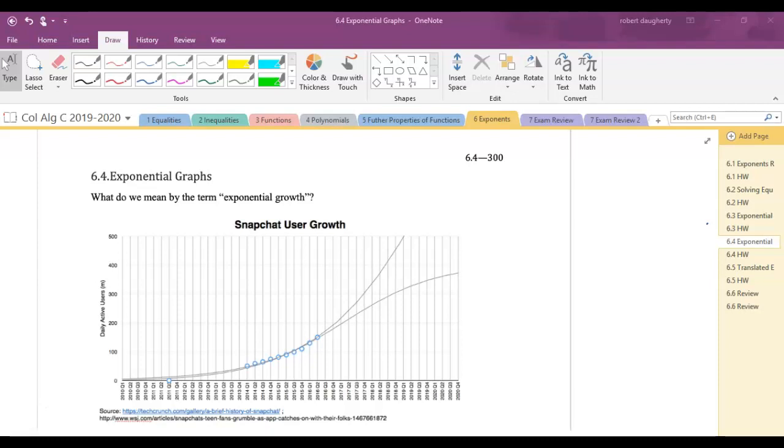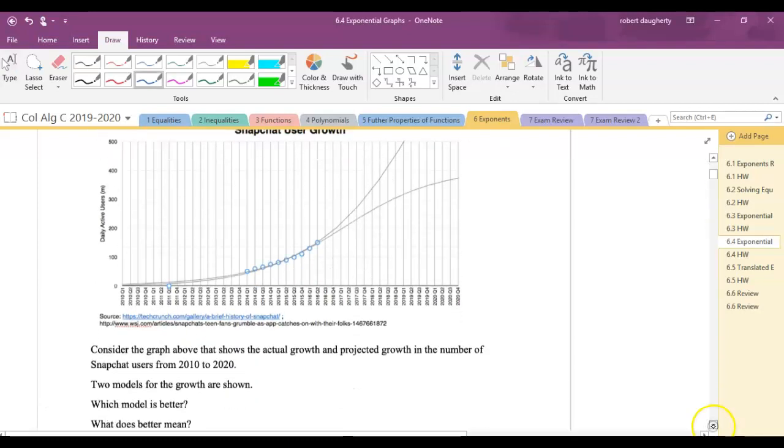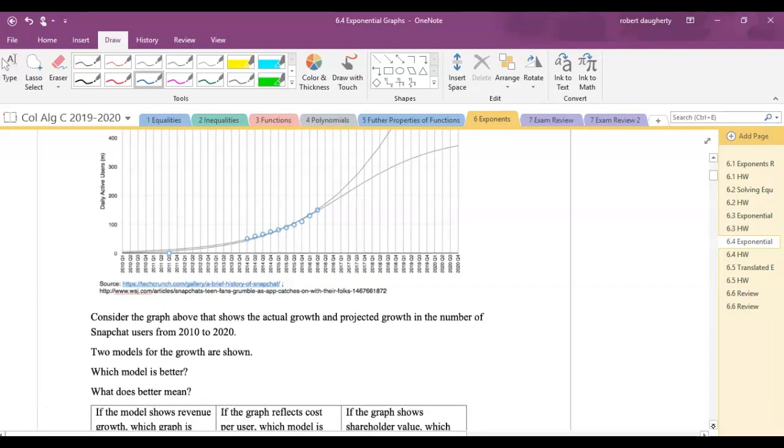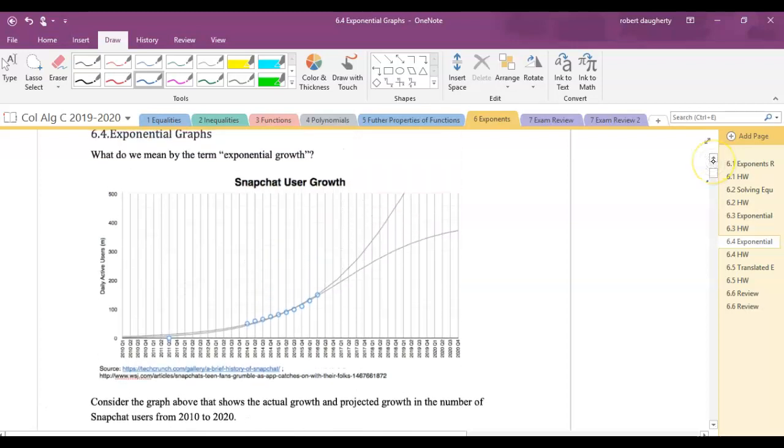This is an actual chart for Snapchat users. This was taken, I think, in 2015. They had two different models for their growth. Both of these models project them growing. If I'm Snapchat, which of these models do I want to believe? I want to believe the higher one. I want to believe that that's where it's growing. In reality, you can't sustain that.